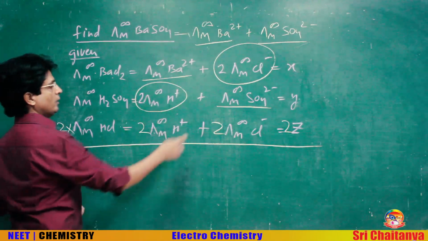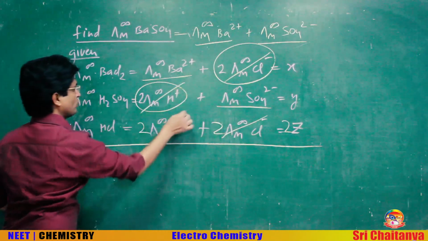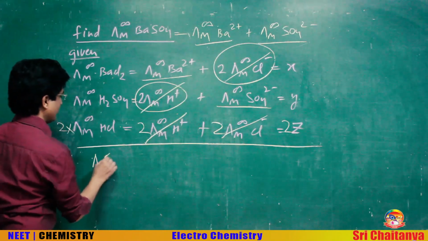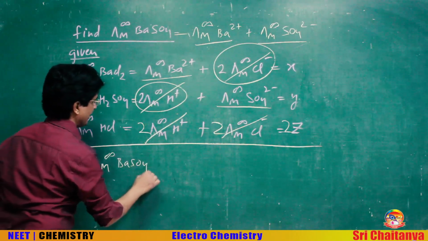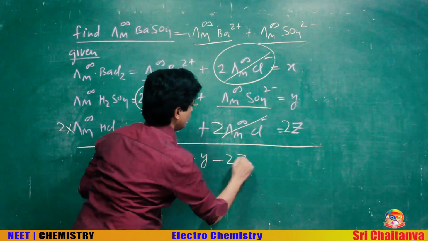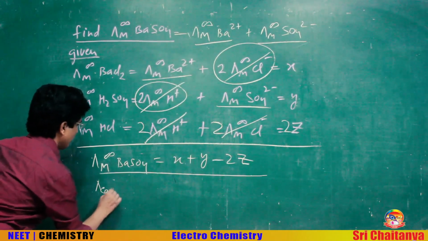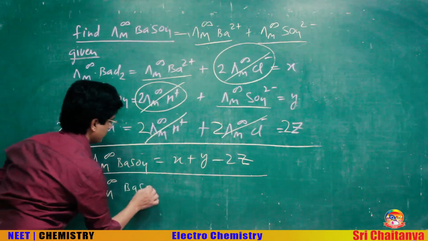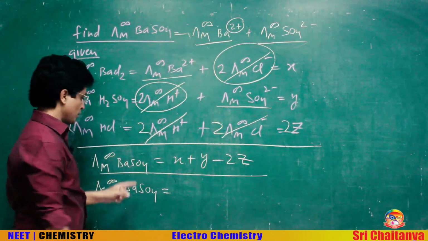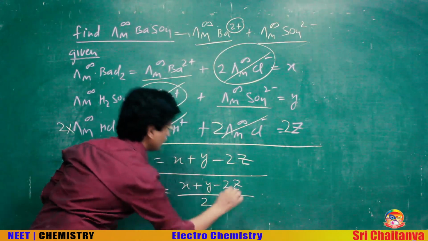Now if I subtract the third equation from 1 and 2, this will be cancelled. This will also be cancelled. So I'll be left with barium ion and sulfate ion. So molar conductivity of barium sulfate at infinite dilution will be x plus y minus 2z. So that's the answer. But now if they ask you equivalent conductivity of barium sulfate, remember that over here we have got valency factor 2. So equivalent conductivity will be (x plus y minus 2z) divided by 2.